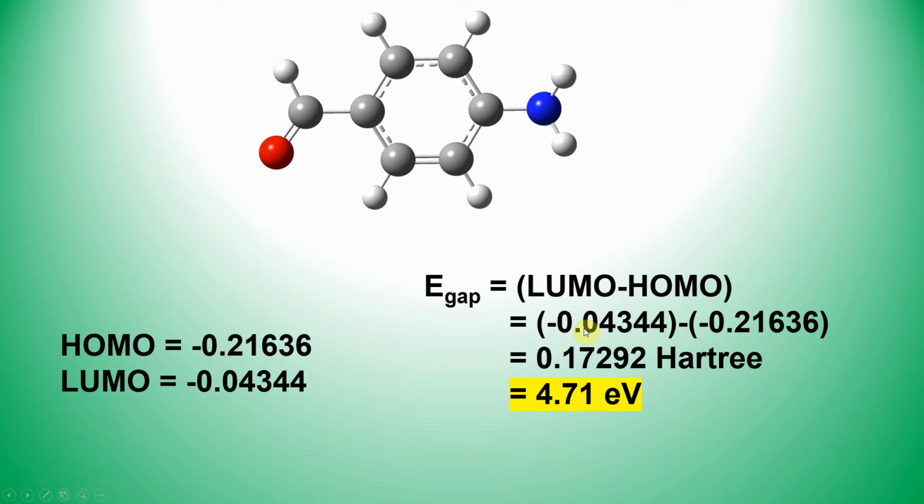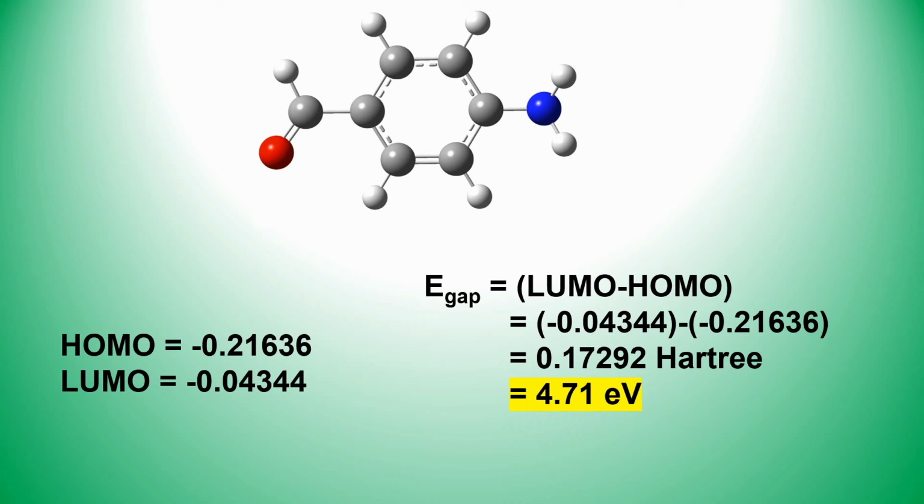The LUMO energy is 0.04344 and the HOMO energy is 0.21636. You need to put all the minus symbols inside the formula. Just substitute these energies into this formula and you will get 0.17292. This is the energy gap of this system. If you convert into eV, you will get this value, 4.7. This is the energy gap of this system.